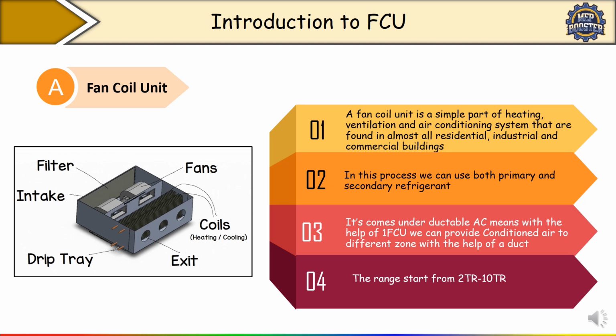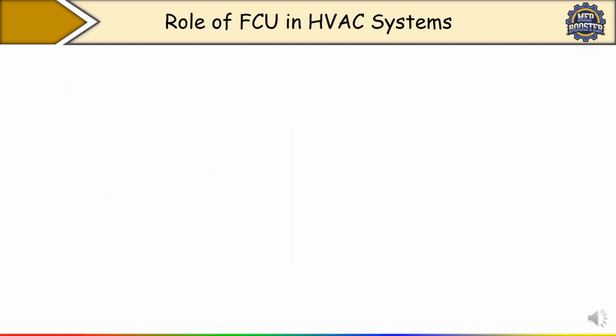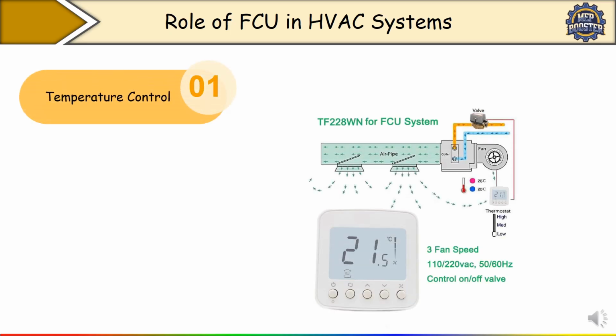Now let's see the next topic, role of FCU in HVAC system. So what is the role? Remember, the fan coil unit plays a vital role in an HVAC system by providing localized control over temperature, air circulation, ventilation and more. So here I will show you the details of the FCU roles in each of these areas with examples. The first one is temperature control.